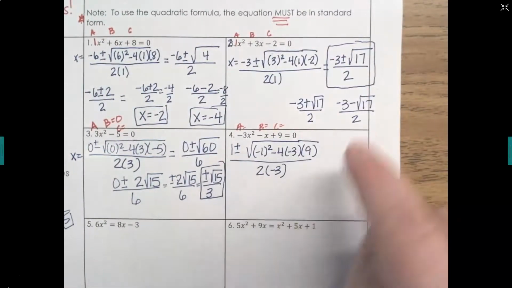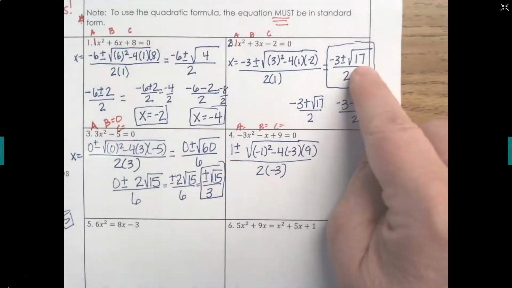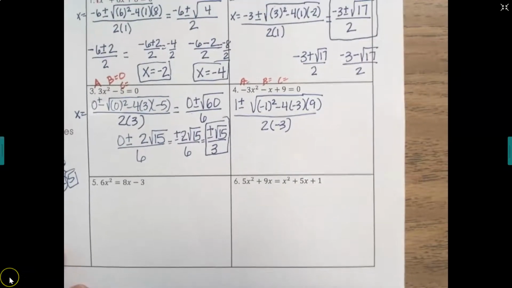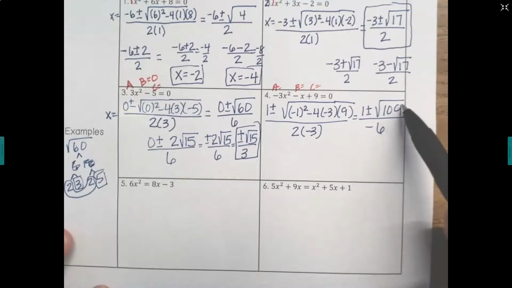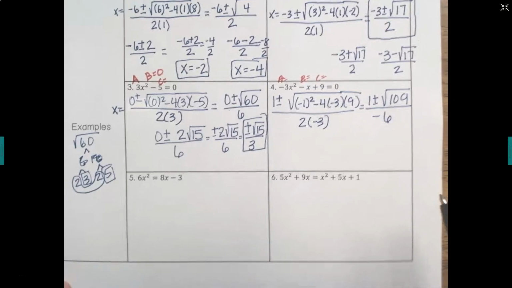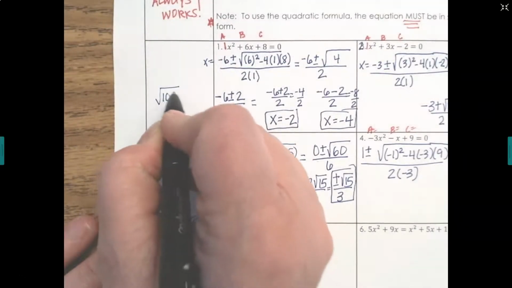So you've got your number. What's this going to be in your denominator, and what is the discriminant going to be, and leave it under the radical, and let's see how you do. Stop the video and come back to check to see how you did. So I have 1 plus or minus the square root of 109 divided by -6. So we need to check, can we break down 109? So I'm going to do that over here where I've got a little bit more space. So I've got 109.